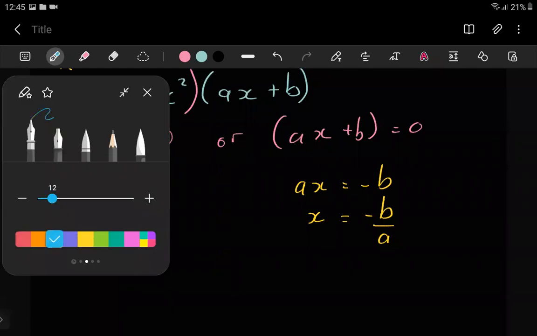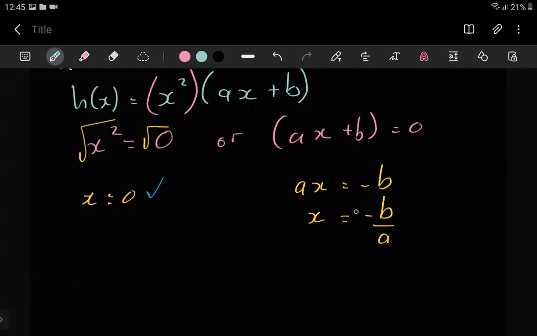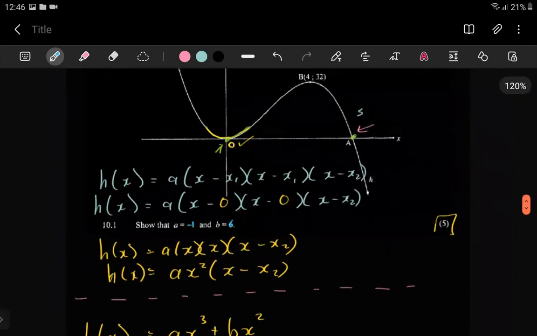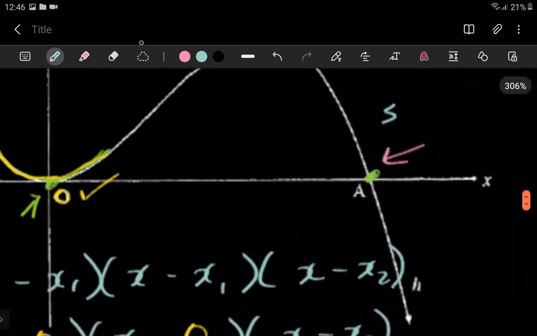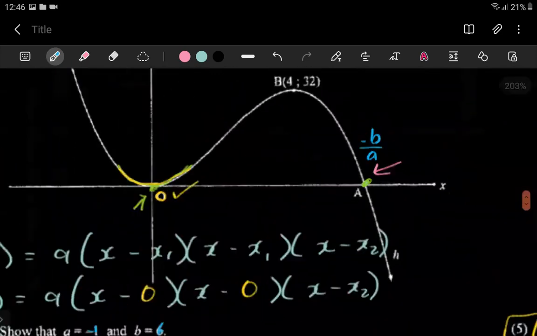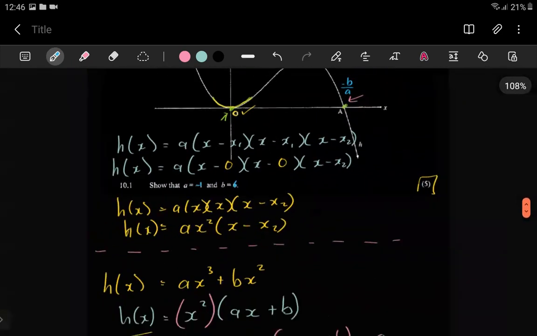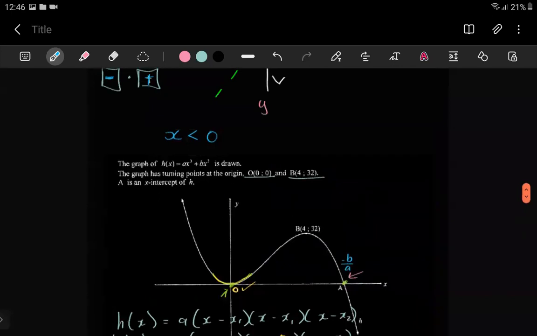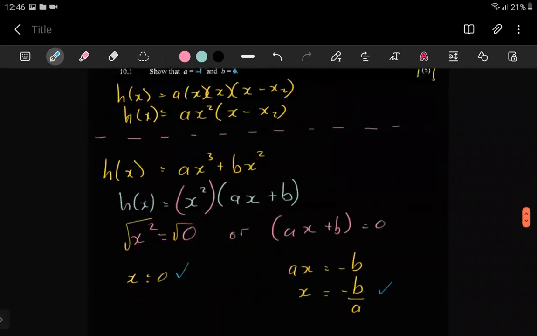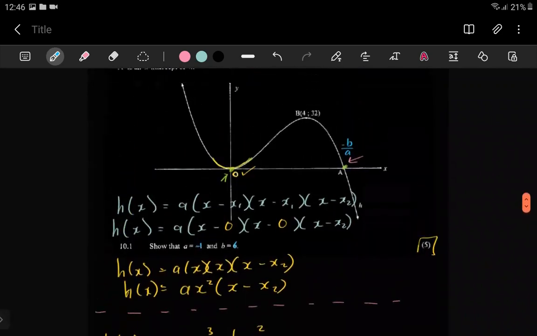So without us getting too overwhelmed, this is just giving us one x value. This is giving us the other x value of this picture. So whether we like it or not, the x value here is just negative b over a. You see? So us knowing that, if you think of it nicely, let's try and keep things simple for ourselves here.